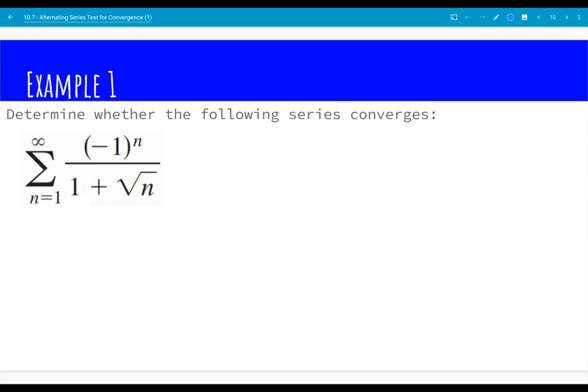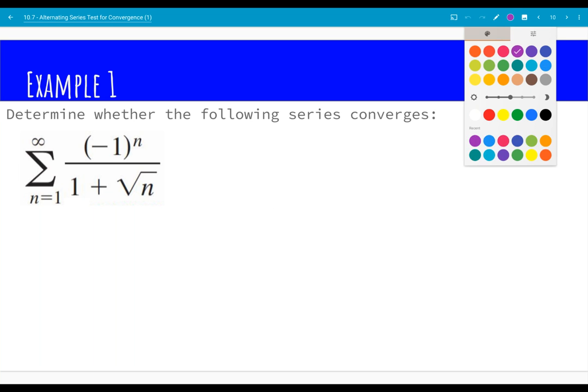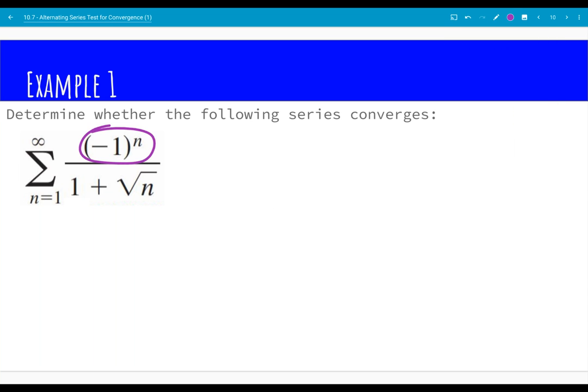All right, so I want to go through just a few examples here of the alternating series test. So look at some series that may or may not converge using the alternating series test and talk about why they do or don't. So the first example here, first of all, we've got this indicator that we're looking for here, that -1 to the n tells me it's an alternating series.